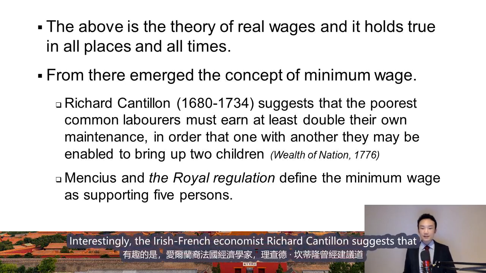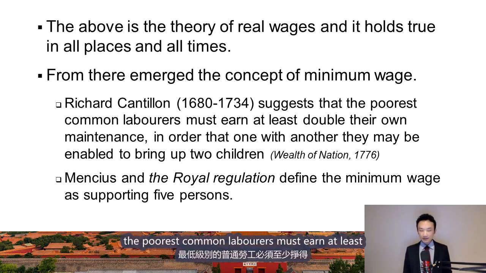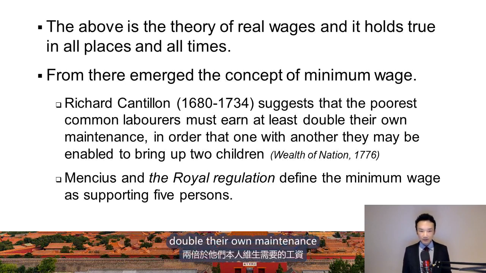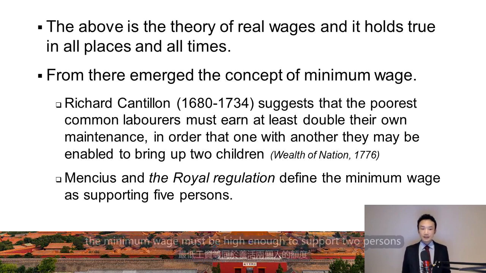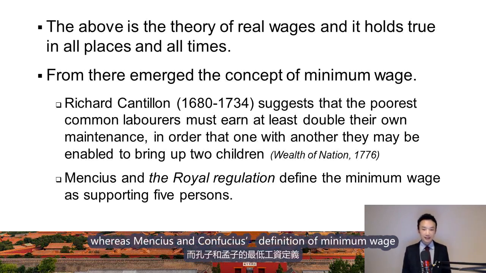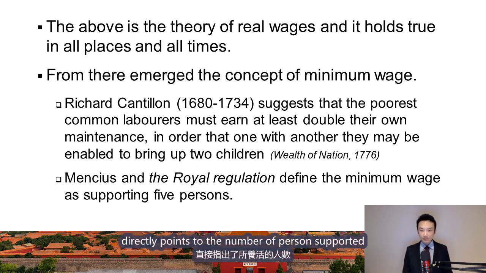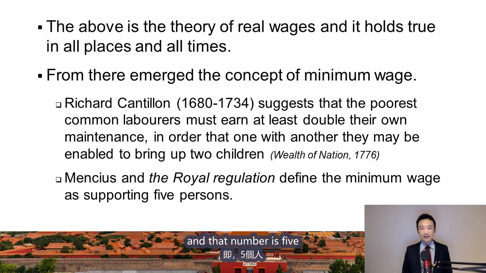Interestingly, the Irish-French economist Richard Cantillon suggests that the poorest common laborers must earn at least double their own maintenance in order that one with another they may be enabled to bring up 2 children. So in Cantillon's definition, the minimum wage must be high enough to support 2 persons, whereas Mencius' and Confucius' definition of minimum wage directly points to the number of persons supported, and that number is 5.